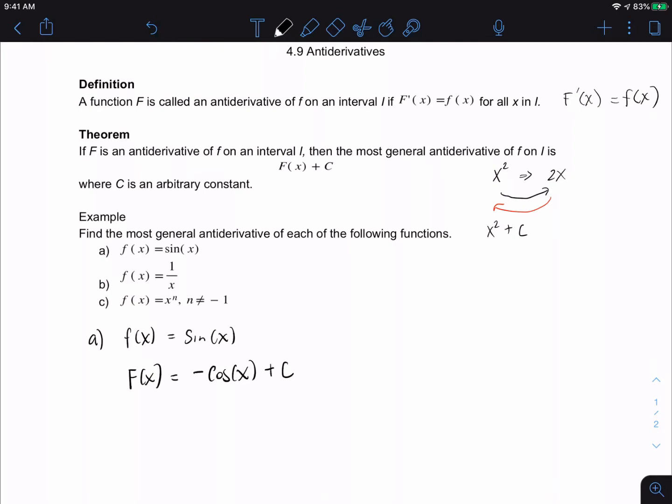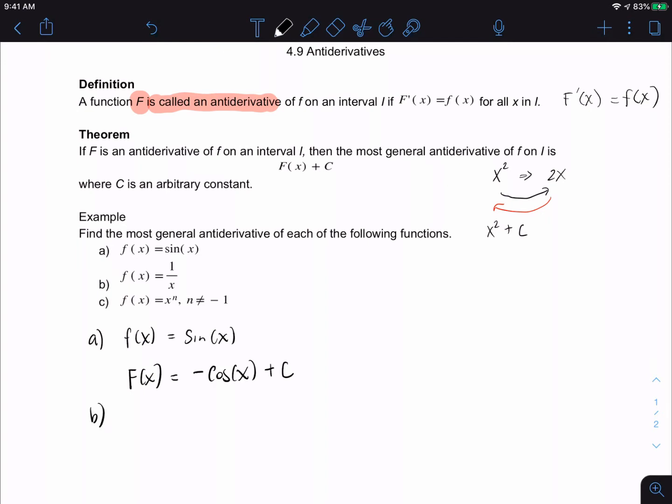And the capital F is? That's the antiderivative. So if you look at it here, capital F is the antiderivative. And this will lead us to what's called the integral in chapter 5.